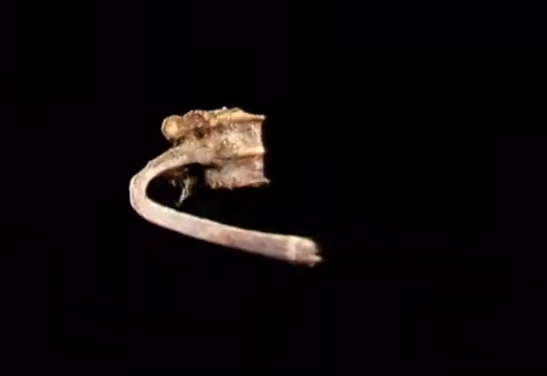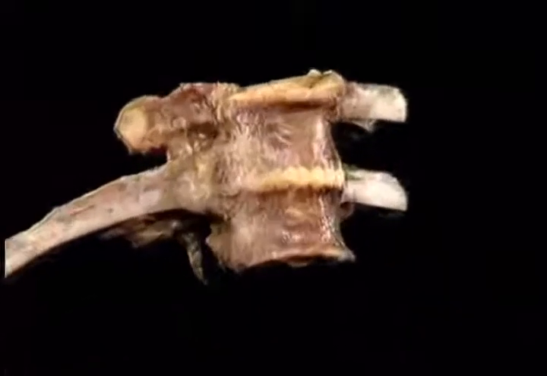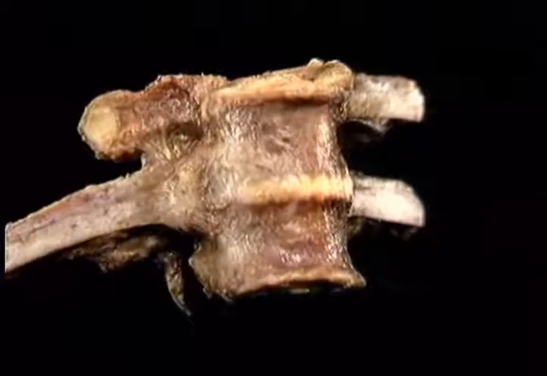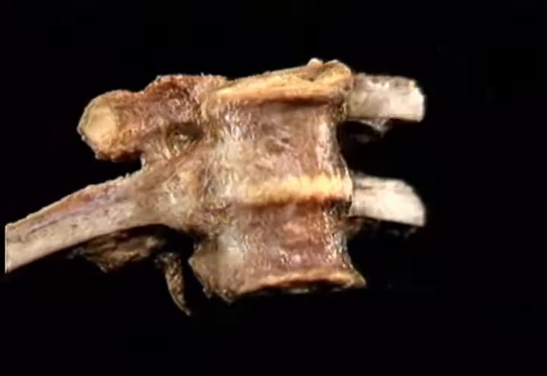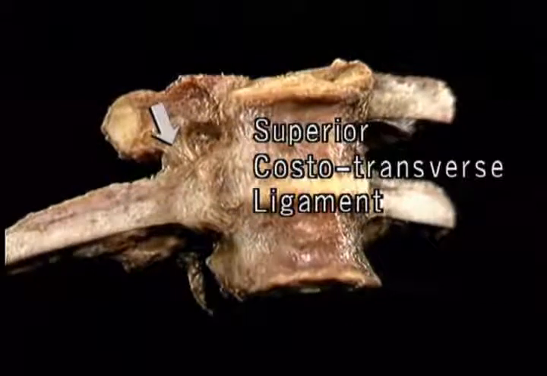The joints between the ribs and the vertebrae are held together by ligaments. The strongest of these are the radiate ligament here and the superior costotransverse ligament here. The movement of the ribs is important in respiration, as we'll see later in this section.